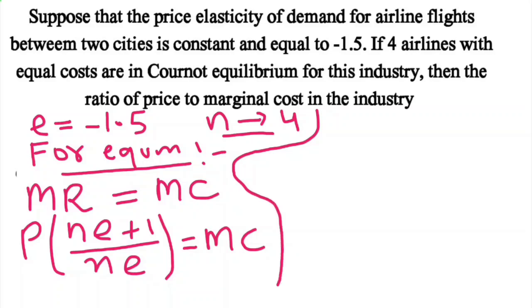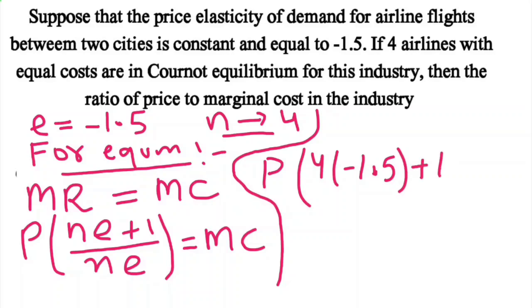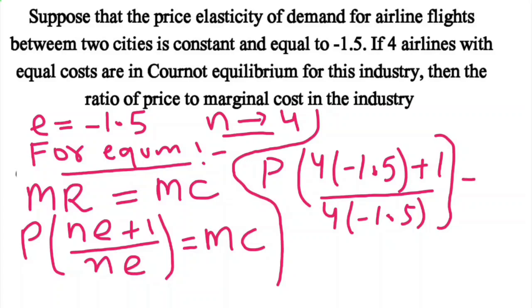So our price times, n is 4, so we can write 4 times elasticity, which is minus 1.5, plus 1, divided by 4 times minus 1.5, should be equal to the marginal cost.